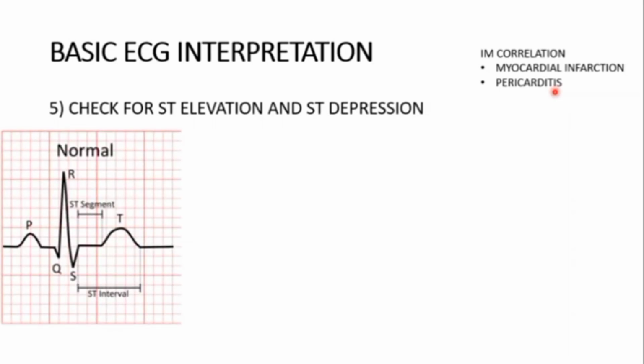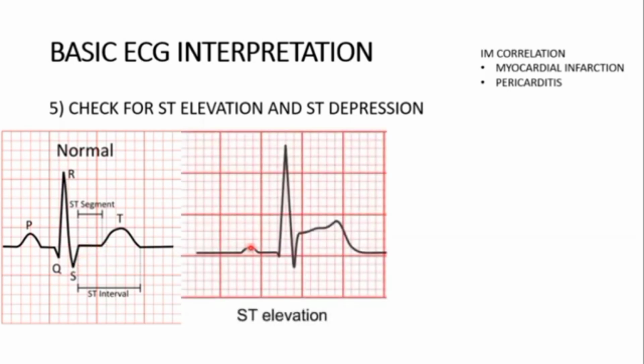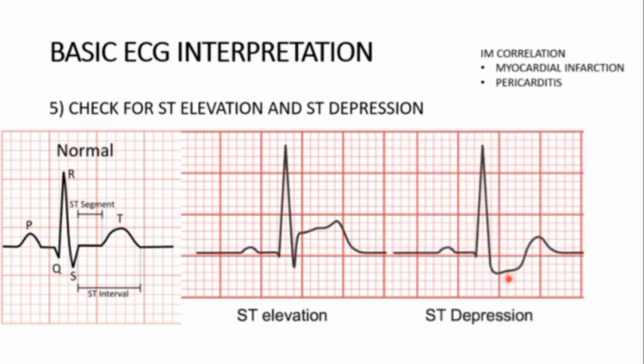If you see here, this is the ST segment. It should be flat. This is ST elevation. This flat segment is lost and it's elevated. This is ST depression. Again, the flat segment is lost.